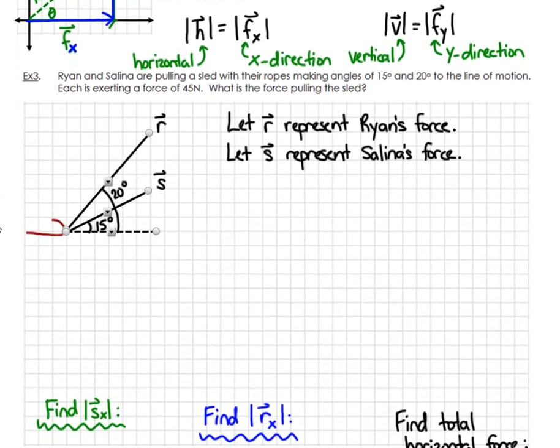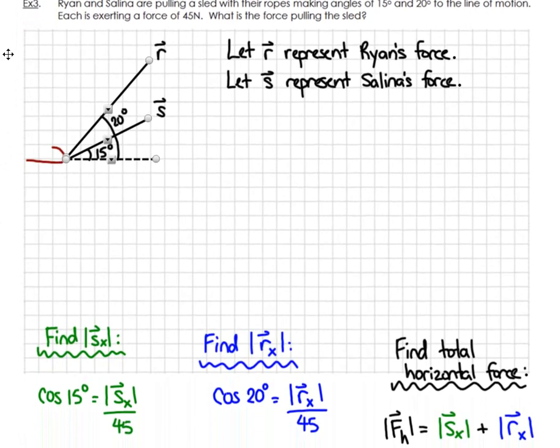So this means I might not have to draw a triangle, although it seems like triangles are the way to go. Example number 3: Ryan and Selena are pulling a sled with their ropes making angles of 15 degrees and 20 degrees to the line of motion. If these two people are pulling a sled, that's my sled. It's like a 5-year-old drew it. It will go in this direction, so this will be my line of motion. Each is exerting a force of 45 newtons, which is the magnitude of both of them separately. 15 degrees for Selena, 20 degrees for Ryan.